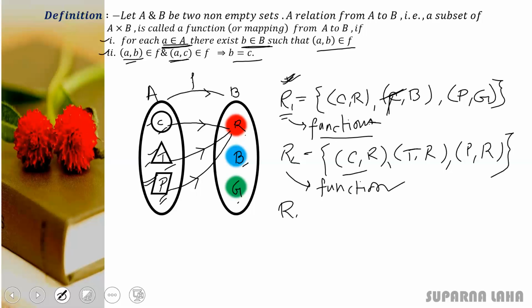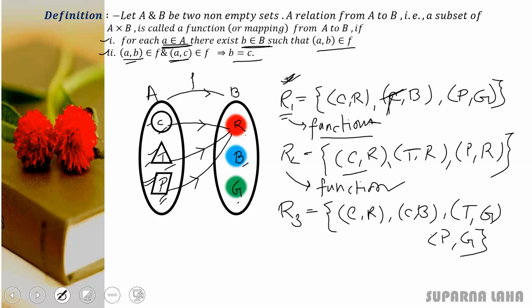Now taking this relation R3: (C, R), (C, B), (T, G), and (P, G). These four elements are present in this relation R3. So firstly, draw the diagram. C is related to R, C is related to B, T is related to G, P is also related to G.